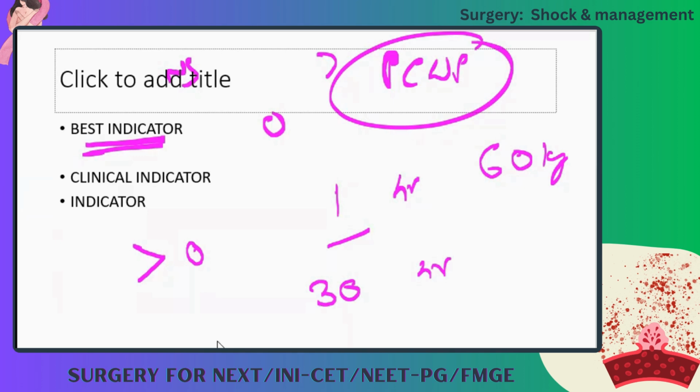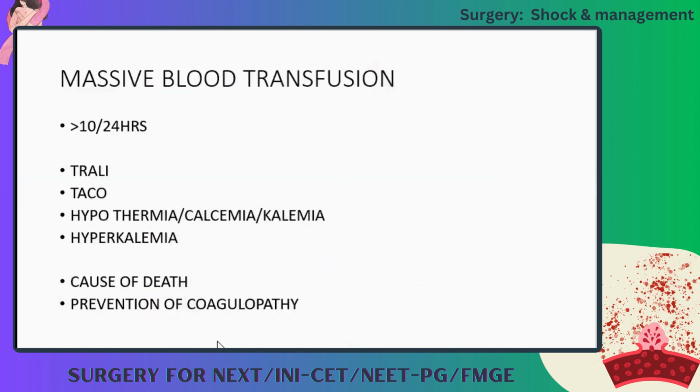Sir, in which condition do we have to give Ringer's lactate or normal saline? In shock, it is always normal saline, in hypovolemic shock. In burns, it is Ringer's lactate. Okay, sir. Thank you.